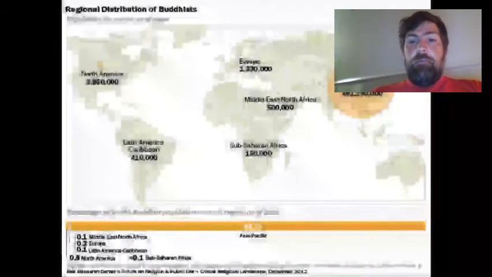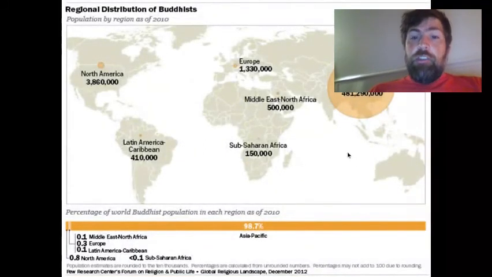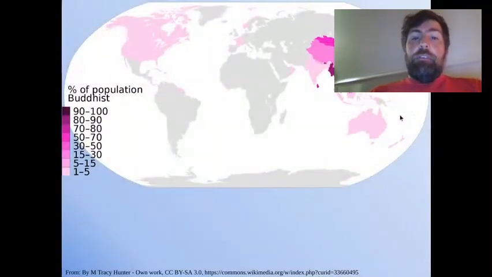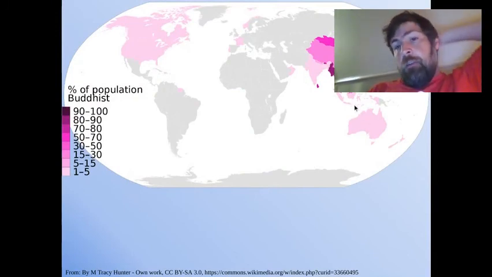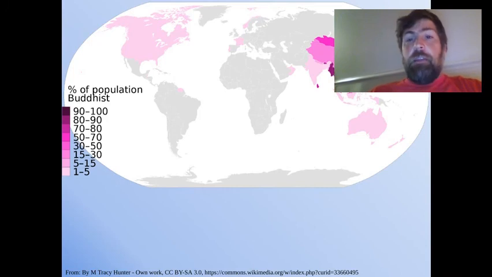Now, you can look and see that 400 million Buddhists, almost 500 million Buddhists, are in Asia. But if you look at this choropleth map, you can see that 90 to 100% of the population in Thailand and Myanmar is Buddhist. That's the heaviest concentration of Buddhism in the world. You can see that there's Buddhism in China, that there's Buddhism in Japan, but there's relatively little Buddhism left in India. India is only 1 to 5% Buddhist, which is less percentage than the United States.